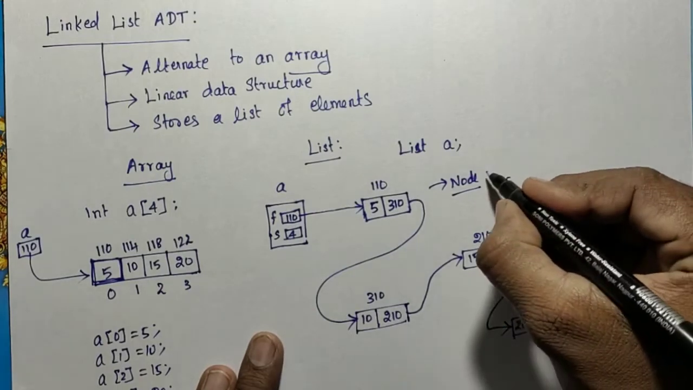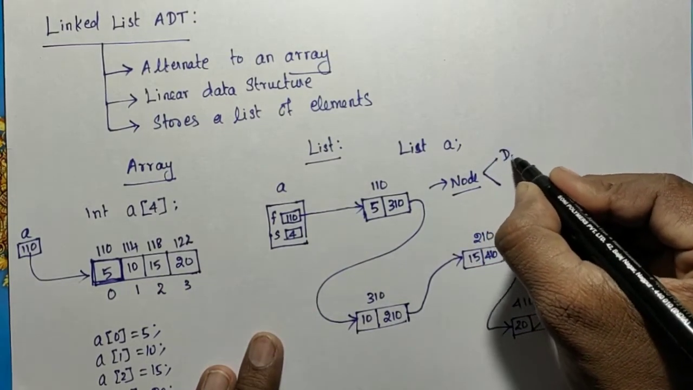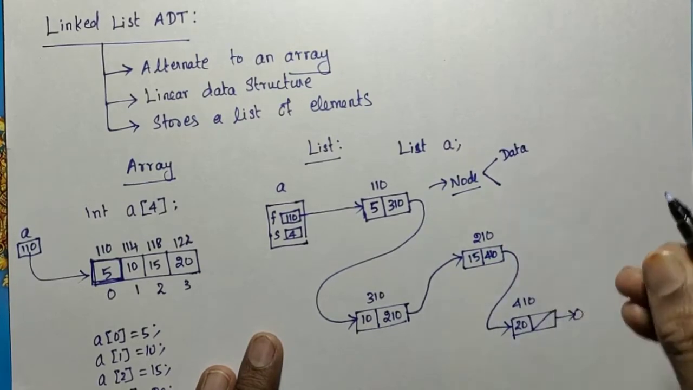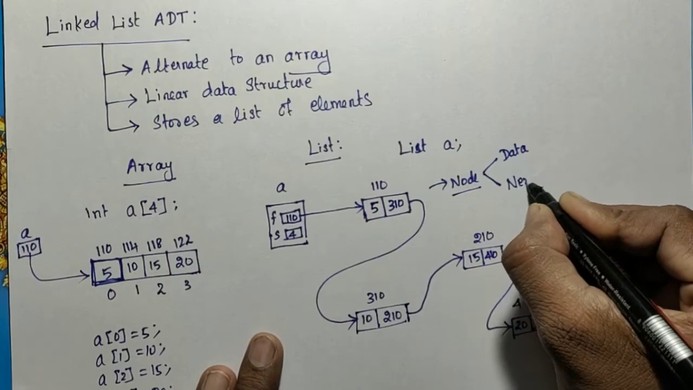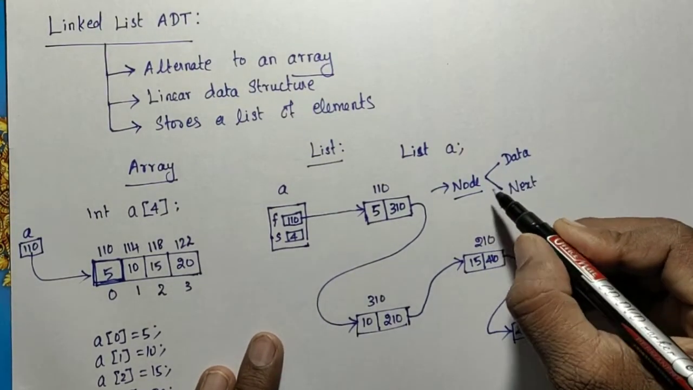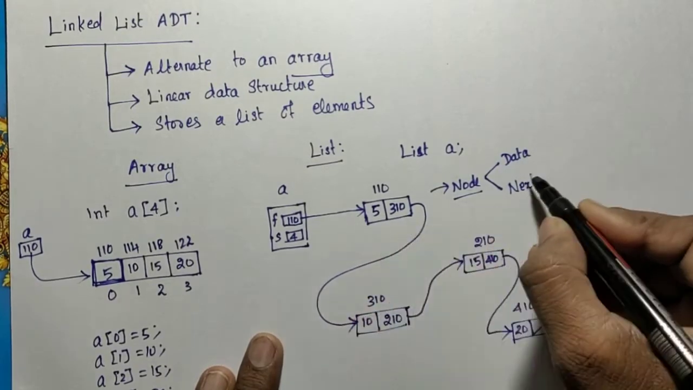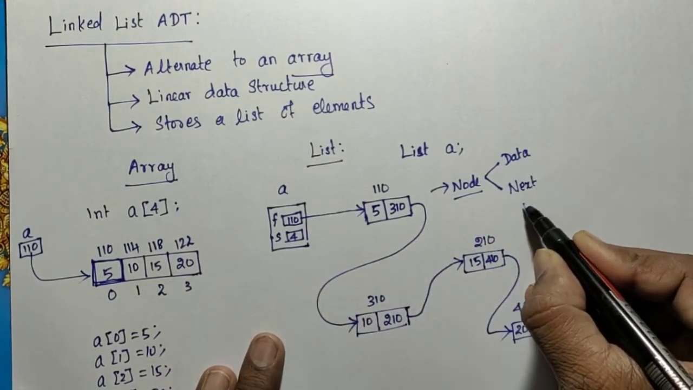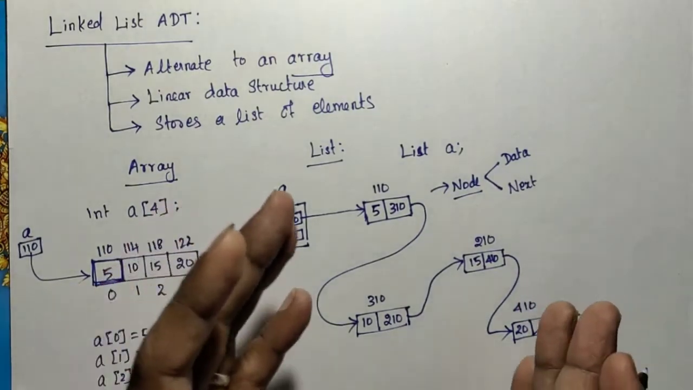The node contains two kinds of information basically. One is the data, that element. Another one is the address of the next element. So two kinds of values are stored in each node. One is the actual data, another one is the next. So this is the structure for the list.